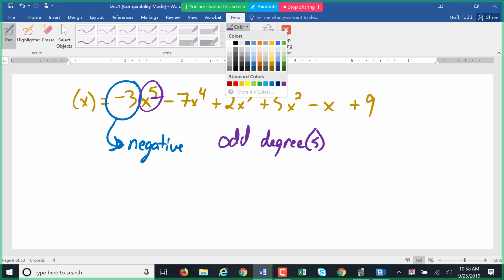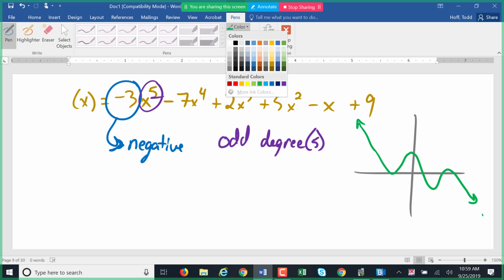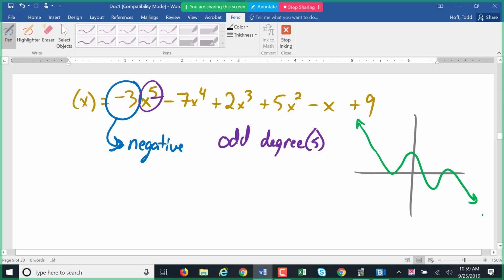So that means when I graph this, I'm expecting the left end to shoot up to positive infinity, my right end to shoot down to negative infinity in some form. Now the shape in between there, I'm not totally sure of, but we'll get to that in a second. So that's our end behavior.